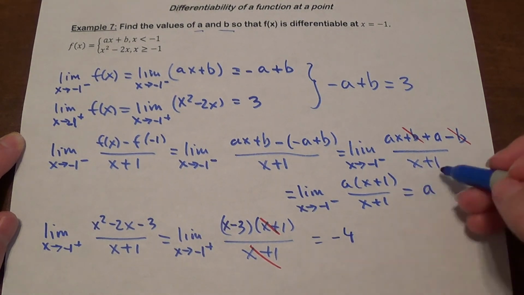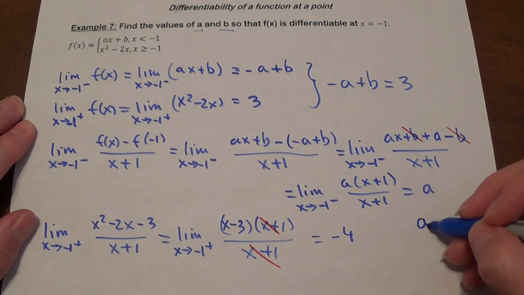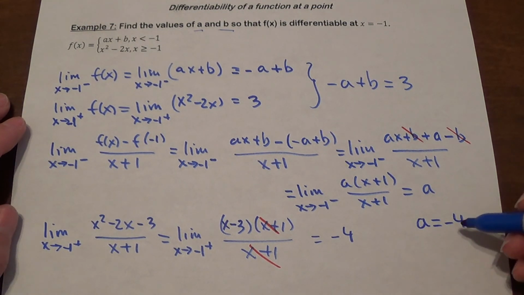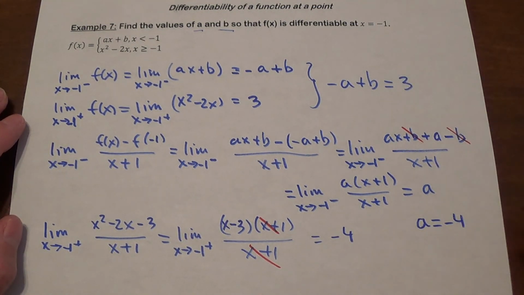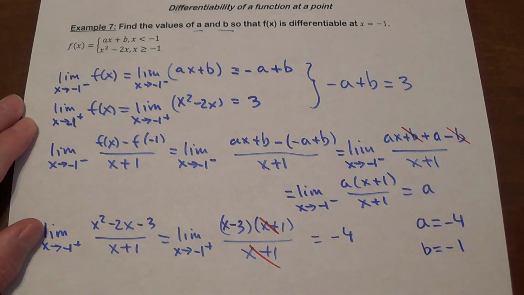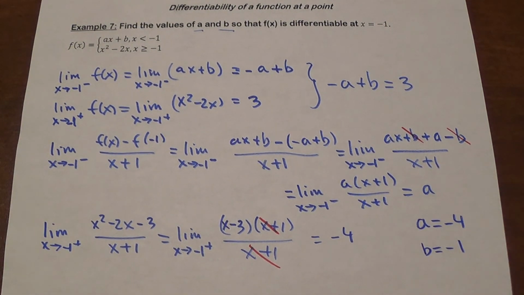We want these two values to equal each other, which means a equals negative 4, right? And then when we take this value and substitute it in here, we are going to be able to get the value of b, and b is going to be negative 1, right? And that's how you do problems like that.